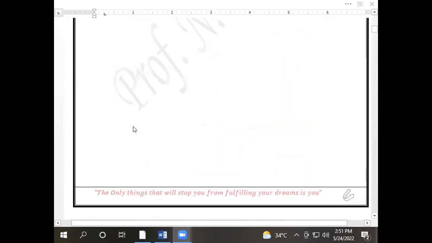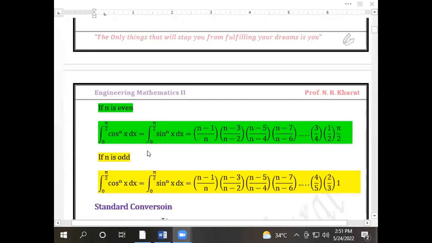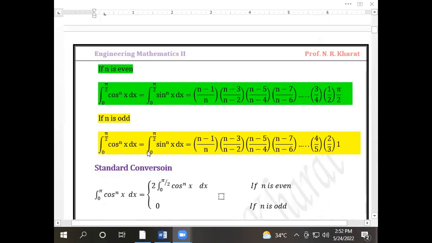In yesterday's lecture we already saw the reduction formulae of cos and sine, where the limit of integration goes from 0 to pi by 2. There are two formulas for sine and cosine. It depends on n. If n is even, then what is the reduction formula for sine and cosine whose index n is greater than 2? Similarly, there is a reduction formula for sine and cosine for n odd.